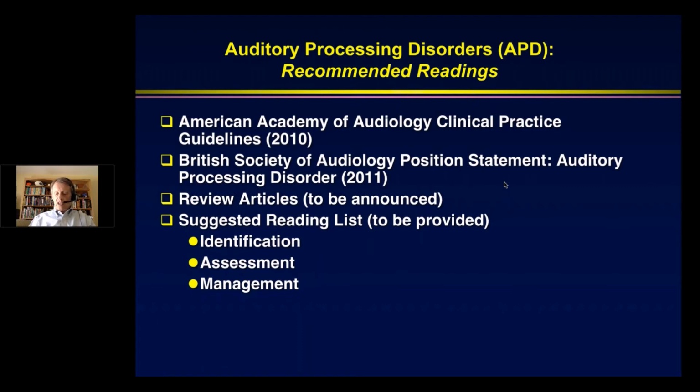And this book is very recent. This is the second edition, and I'm just looking at the publication date, and it's 2014. So this is very up to date, and it's Plural Publishing. If you wanted to have a very comprehensive resource, this would be for somebody who's going to take APD assessment and management seriously. This 2-volume set would be what I would recommend. Now, you can get a lot of information inexpensively, though, from the internet with review articles.